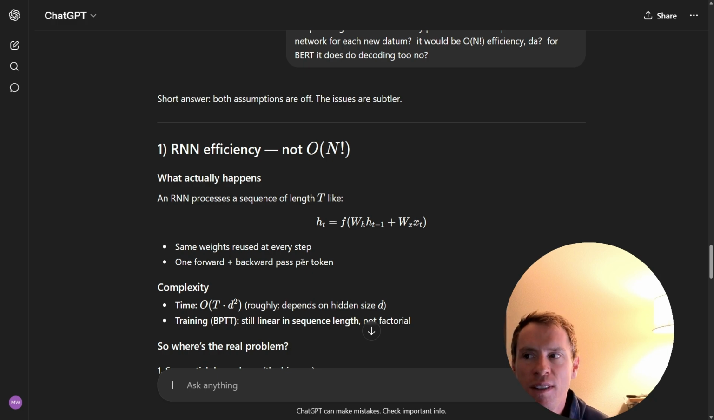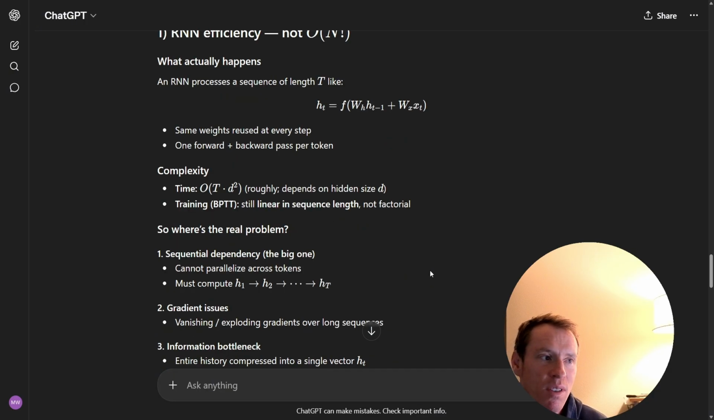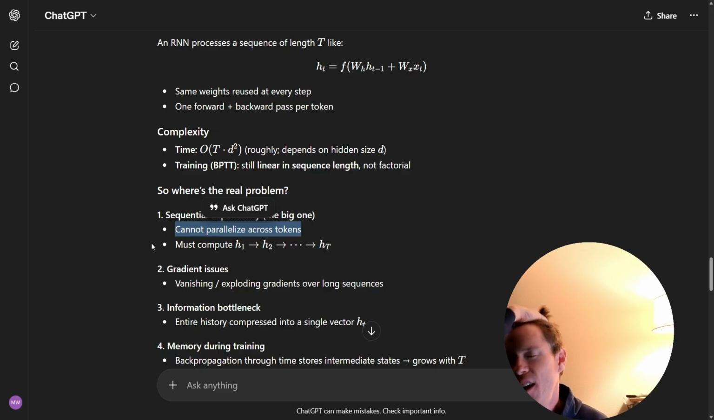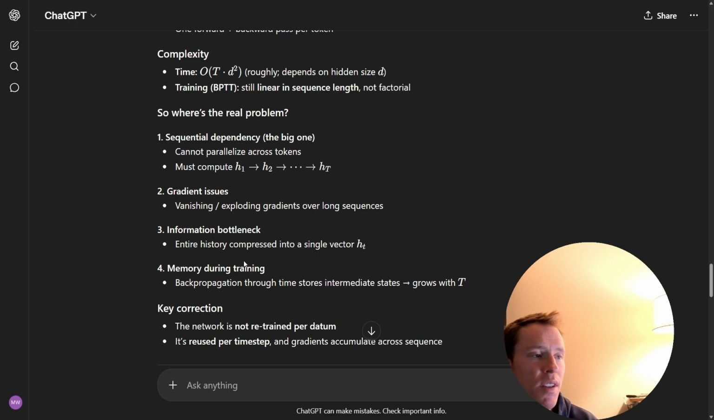So it answers to us that, in fact, for RNNs it's not n factorial, but it's actually more of a problem that you can't parallelize it, which is an interesting thing. It's saying right here, you can't parallelize tokens. You have to compute everything in order. So I'm guessing it's combinatorial, meaning the order in which you process matters. For instance, it has here H1 goes into H2, and processing H2 requires you to first process H1, which is probably the issue.